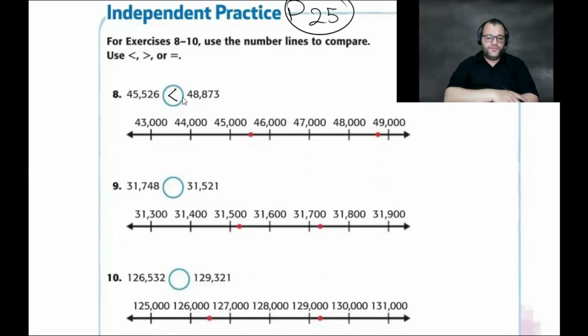Read the other number. 48, what? What is the name of the period? 48 lies in which period? At the first, we have the first period, which is the ones period, and the second period, which is the 1,000 period. So 48 what? 48,000. Then continue reading. 873. Yes. Okay, thanks.